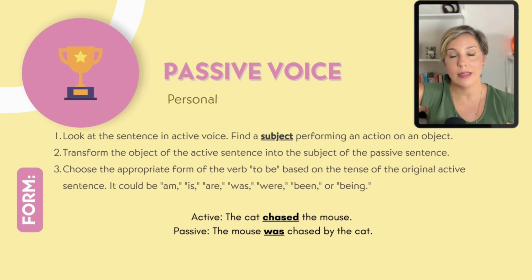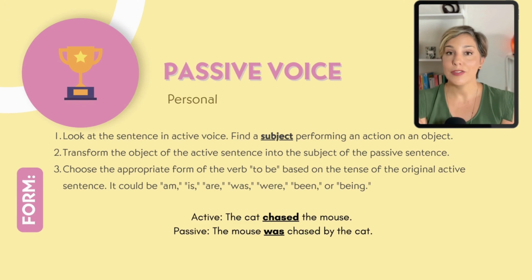Forget about chased, and then I'm going to use the verb to be in the past for the third person singular because it's the mouse, and I'm going to say was, okay? Because was is the past simple of the verb to be, okay? So that is my third step to doing a passive sentence.